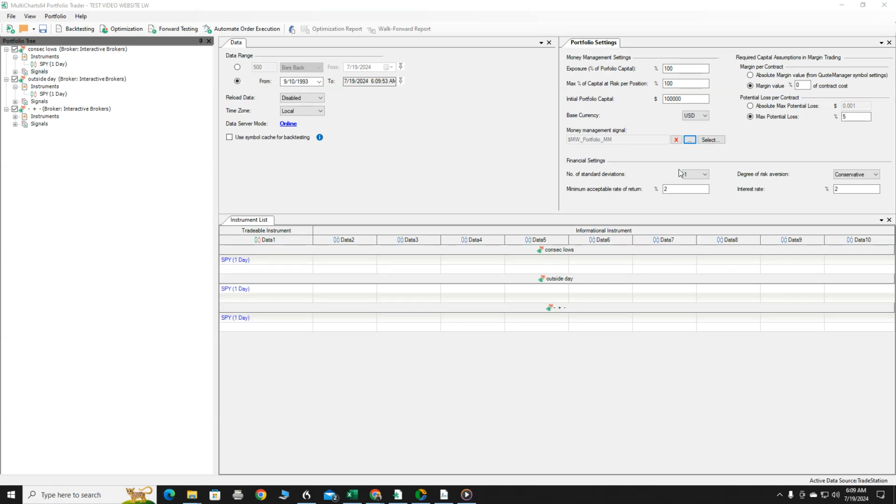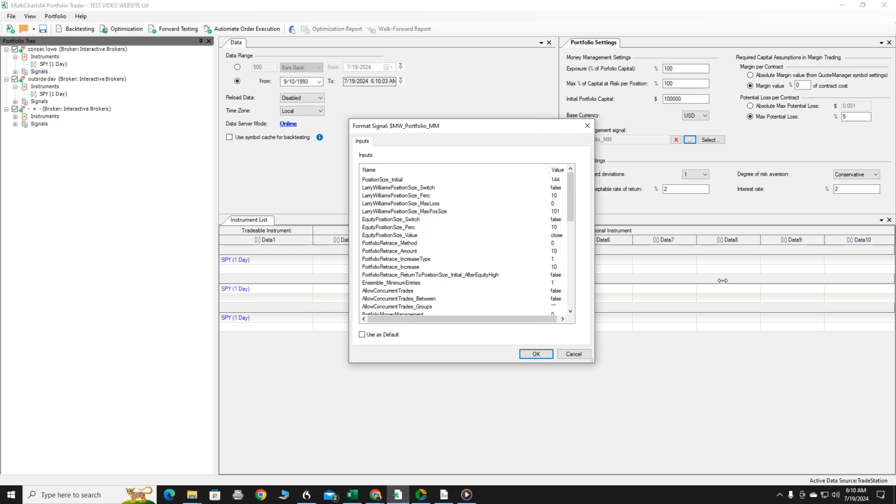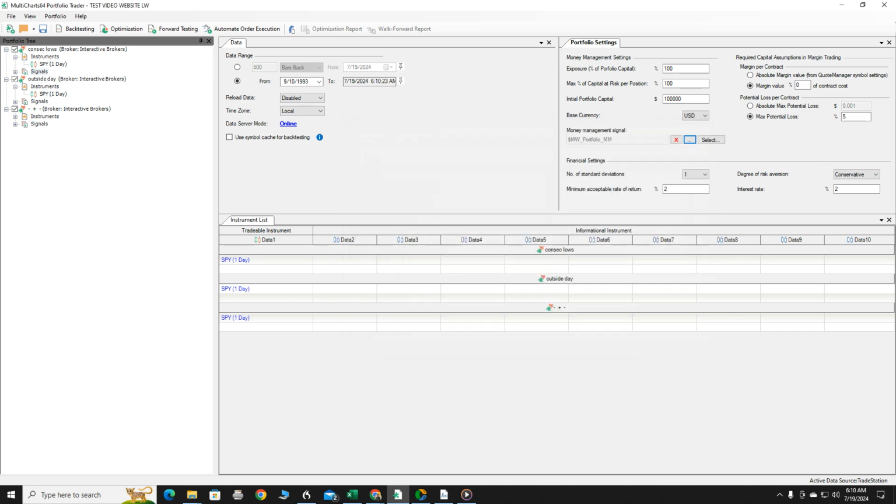Money management method 1. This is for the portfolio in MultiCharts. Let's start with an example. As discussed in the previous video, to turn anything on for money management under the portfolio money management, this must be set to 1. So let's see what the portfolio looks like with no money management on the portfolio level.